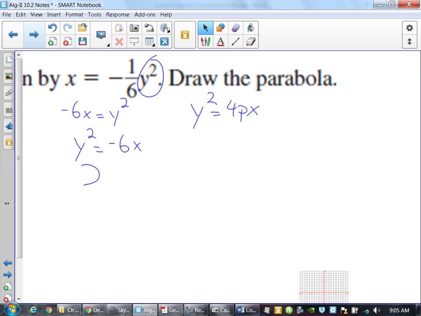So now here, this represents what in there? P? 4p. Oh. So that means that -6 equals the 4p. Therefore, what is p? So my p value is -3/2.